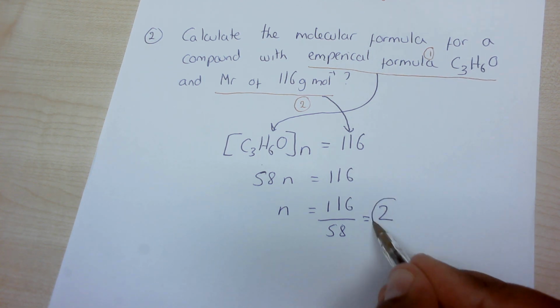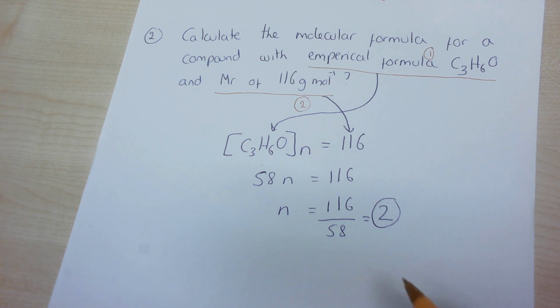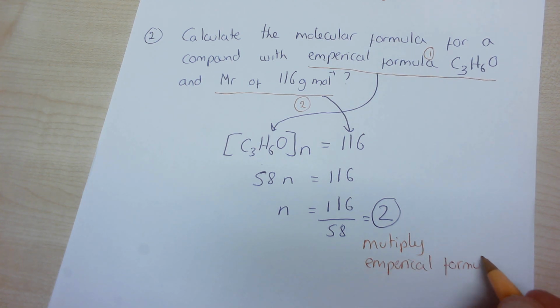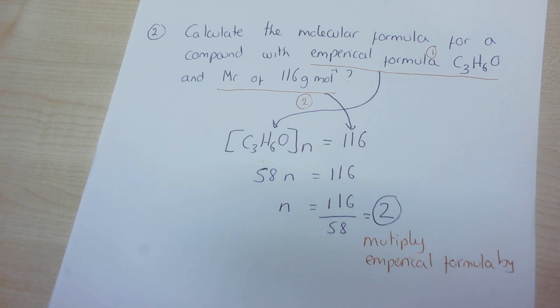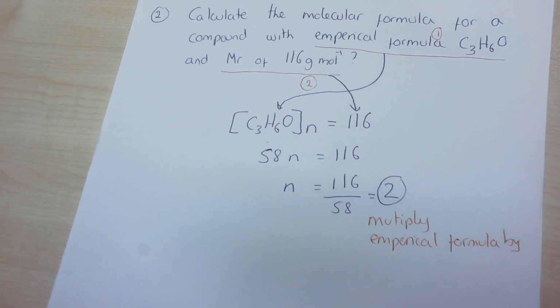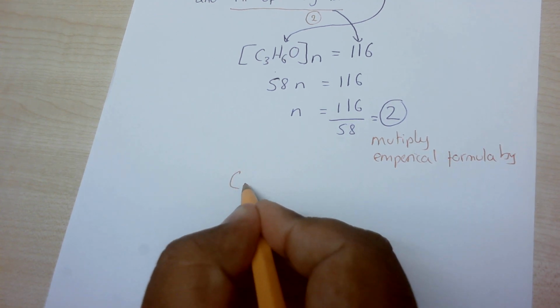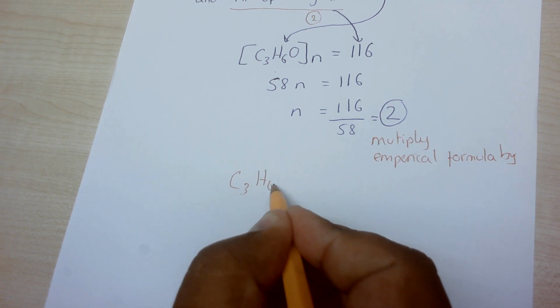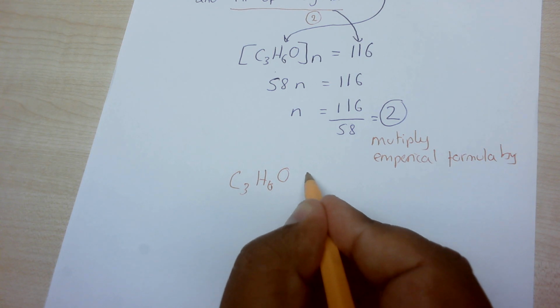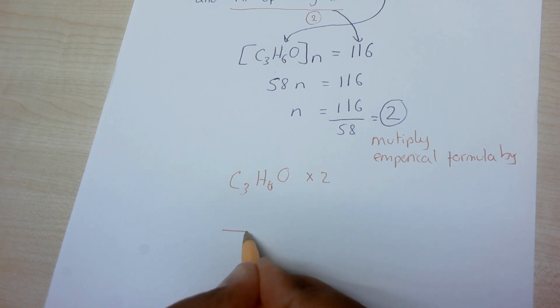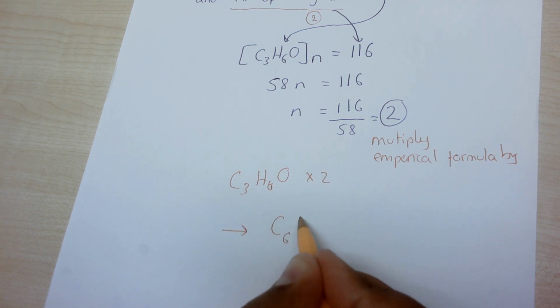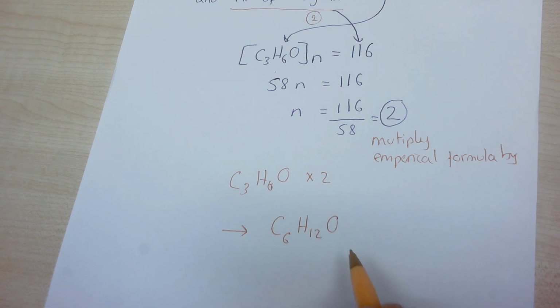So this is the number that I multiply the empirical formula by. We know the empirical formula already is C3H6O. So if the empirical formula is C3H6O, we do C3H6O times 2. Molecular formula is C6H12O2.